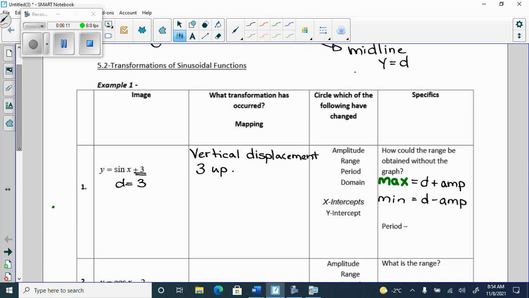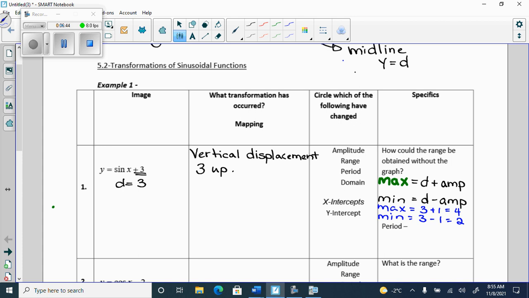So, in this case, I'm just going to do it over here. So the maximum in this case would be the D, which is 3, plus the amplitude, which is 1, so I get 4. And my minimum would be D minus the amplitude, which equals 2. Can I swap them? Can I do amplitude and D? Can I flip-flop them and still get the right answers? No, it has to be midline plus amplitude to get me to max. Midline minus amplitude to get me to min.